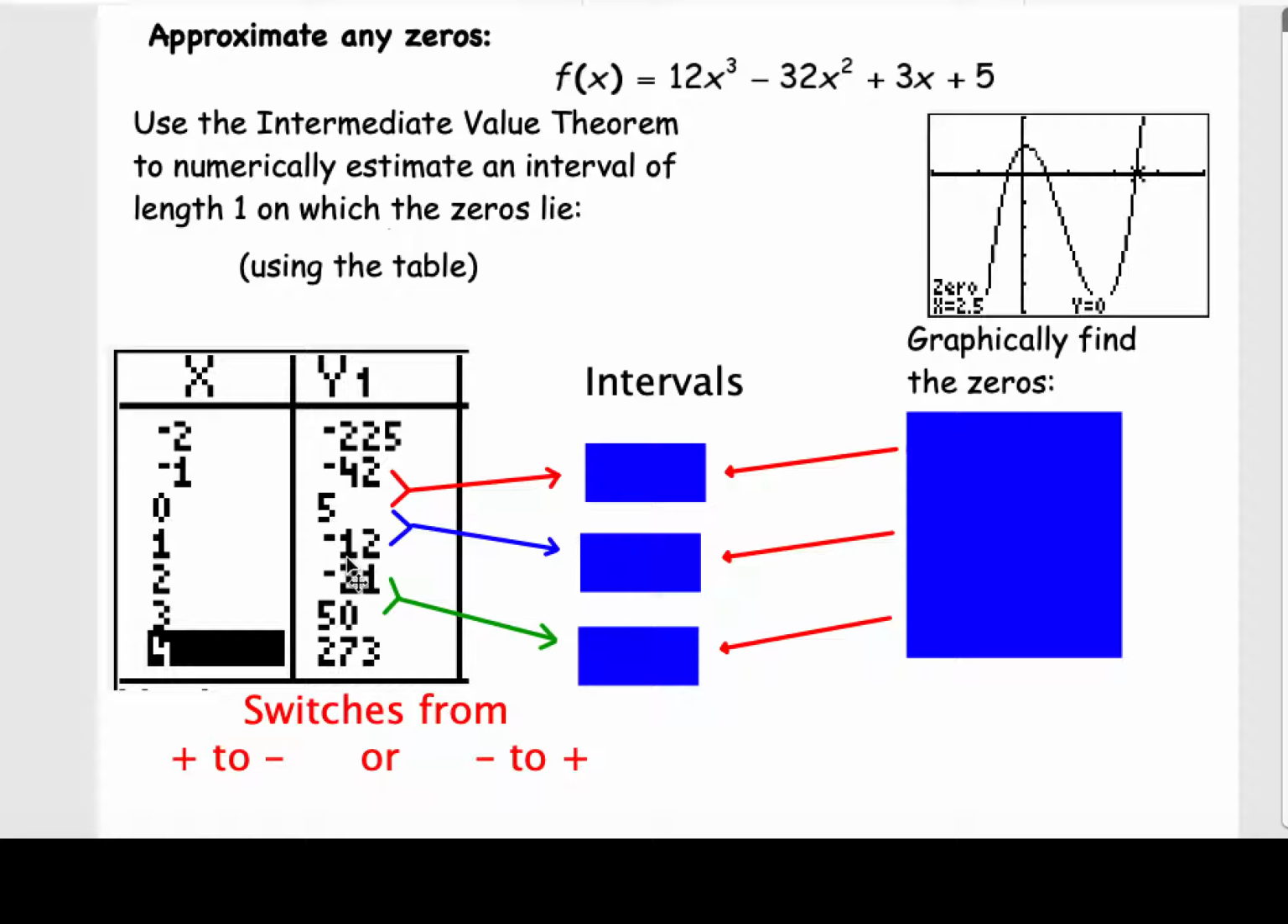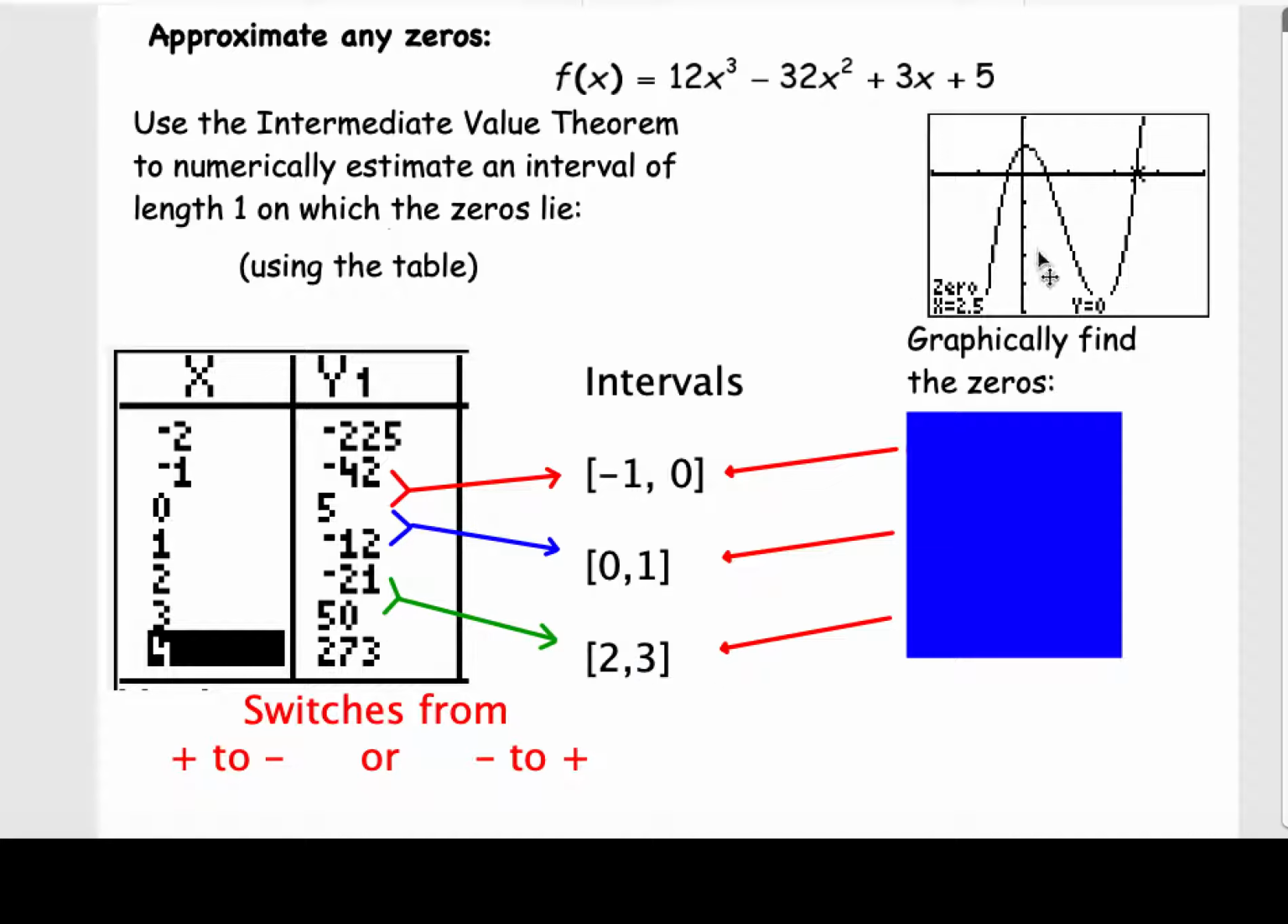But we're not going to identify the zero by that. We're looking for the x-intercepts because we want to know what the x value is, not what the y value is. So if we're looking for an interval where there might be a 0, in between these two numbers is a 0. So in between -1 and 0 for x, we would find an x-intercept. Same thing from 5 to -12, we switch down into the negatives, so between 0 and 1 in the x values is where we're going to find that 0. And somewhere in between -21 and 50, we have to cross back over 0, so somewhere between 2 and 3.